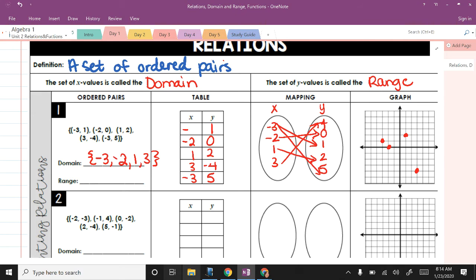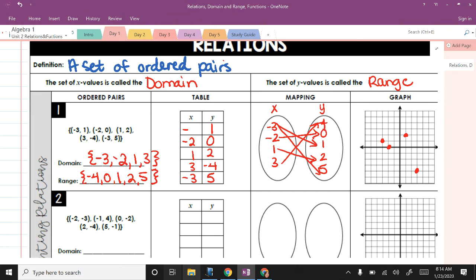And then your ranges, same thing. This time the range is what values? Y values in order from least to greatest and do not repeat. Okay, so -4 is my lowest Y value. So -4, 0, 1, 2, 5. And then I got to think about my curly brackets. So y'all, I'm not very good at them either. There you go.